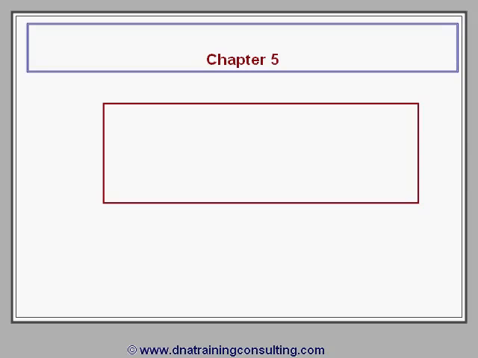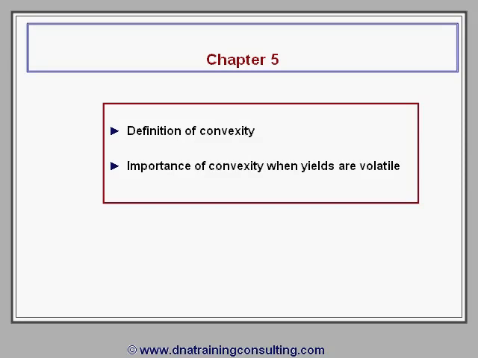This chapter 5 teaches you what is meant by a bond's convexity and explains why it is important to take this convexity into account when estimating a bond's price changes for large movements in yields.